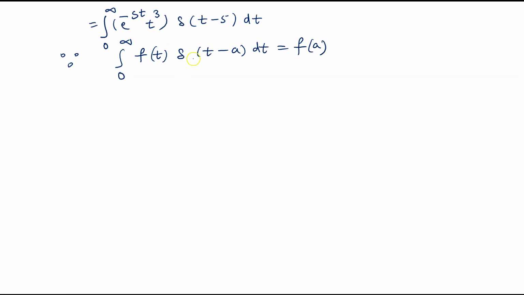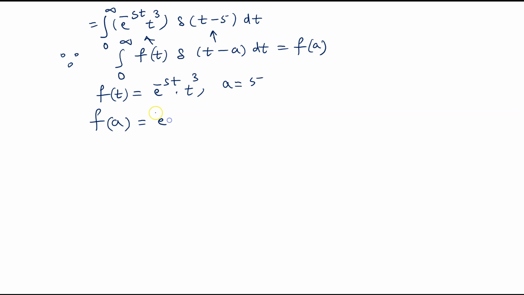Now compare the LHS of this and this term, then what do you get? Compare these two and compare these two. So f of t equals e power minus st into t cube, and a equals 5. Then find f of a. Put t equal to a. F of a equals, put t equal to a.